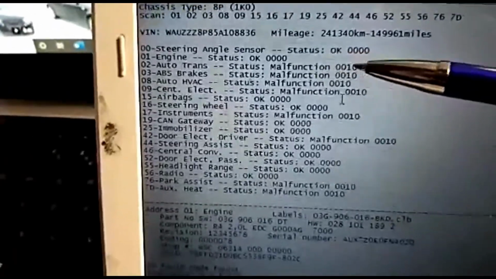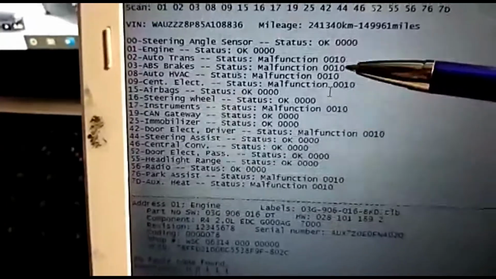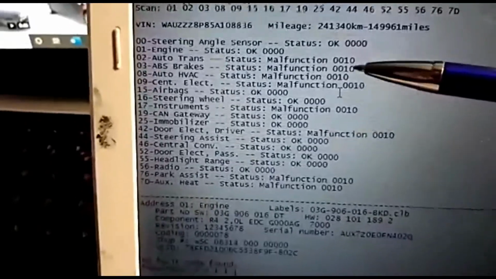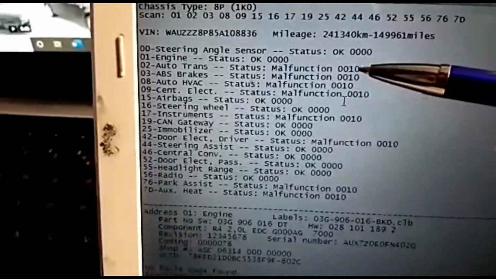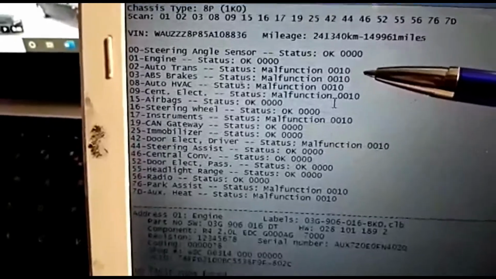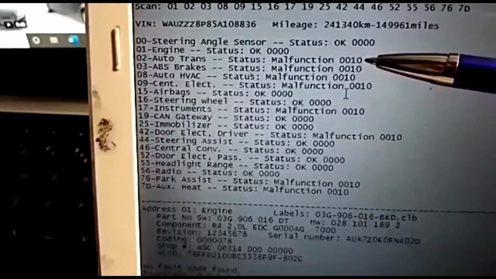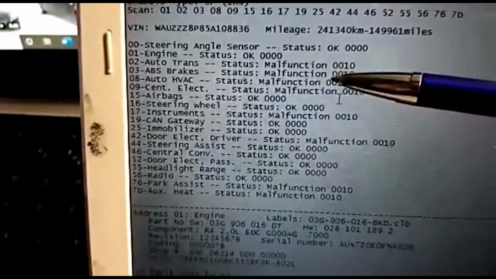So I'll just go through them just to let you know what I'm looking at here. So auto transmission malfunction. Now when I go into the fault code for that, it's basically saying brake pressure switch, which is saying there's an electrical fault in the circuit. Well, it actually says check ABS brakes. So when you check that, that's what it says, brake pressure switch.